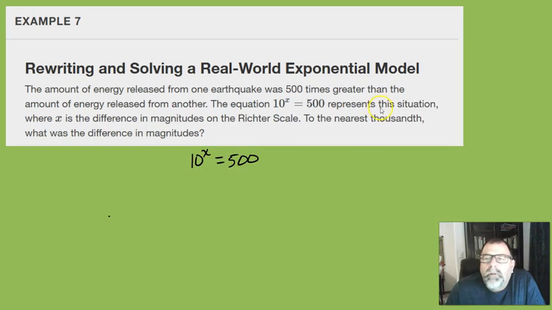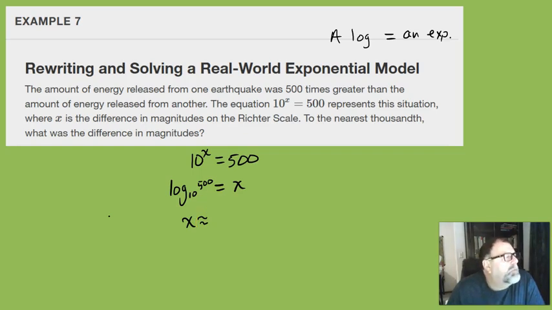So remember, log equals an exponent. So we're saying log base 10 equals the exponent, and then the output becomes our input. So we're just going to type this in our calculator. So x is going to be about, so where's my Desmos?